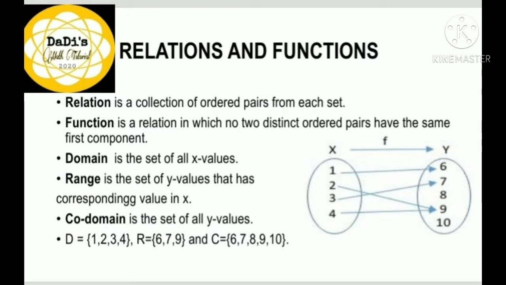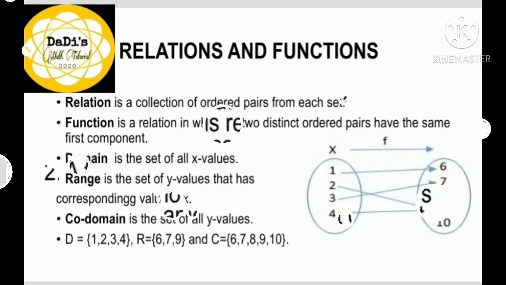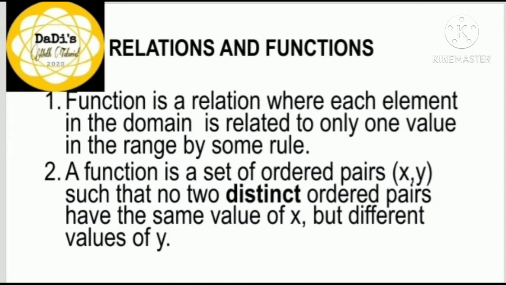So pag nagsusulat tayo ng domain, range, and the codomain, dapat naka-bracket siya kasi we are representing a set of domain, range, and codomain. Okay? Okay, by this point, we will tackle the characteristics of functions. Once we say function, it is a relation where each element in the domain is related to only one value in the range by some rule.